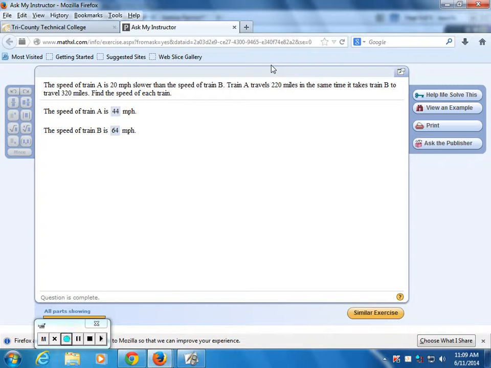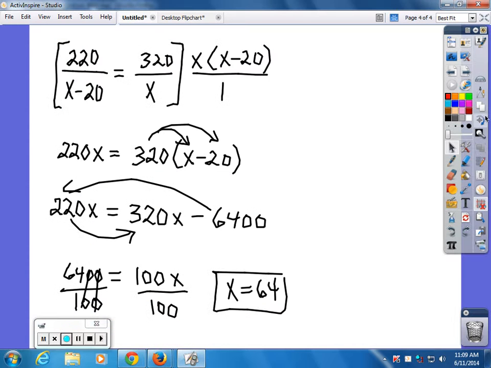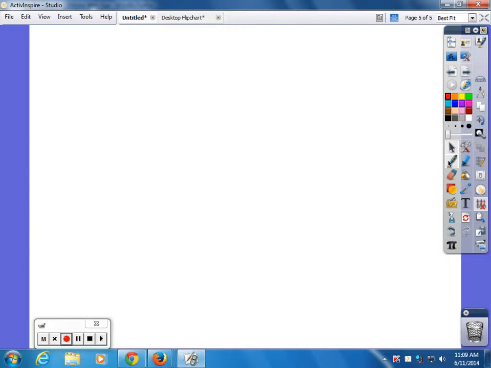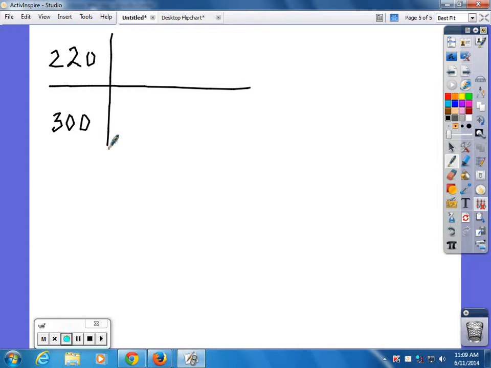Give me your numbers. 220. Hold on. Let me get my, there we go. All right, what's your numbers? 220 is the one distance. And what's the other one? 300. Yeah. All right, and what's the rate? Train A is 16 miles slower than train B, so that'd be x minus 16, and then that would be x, t, and t.